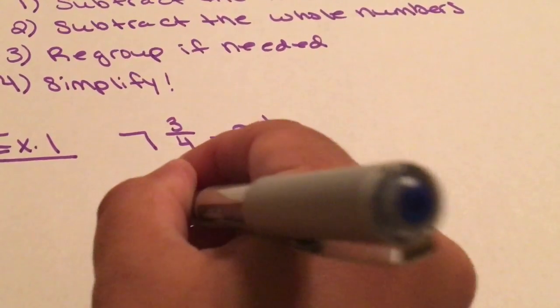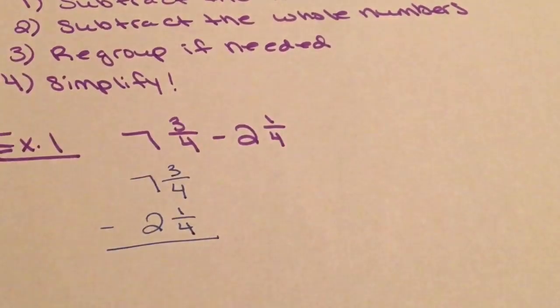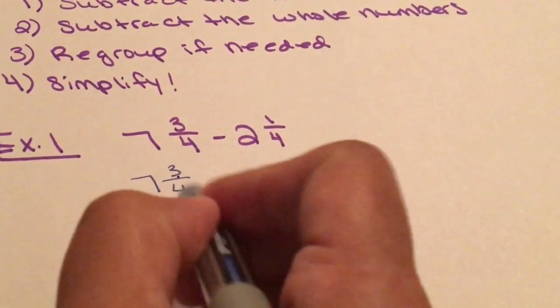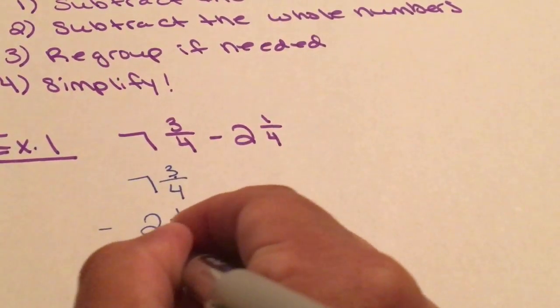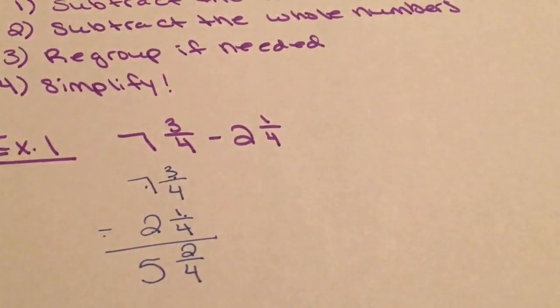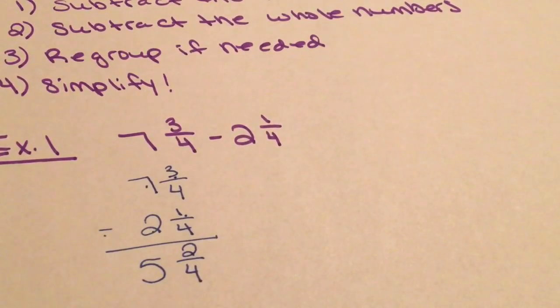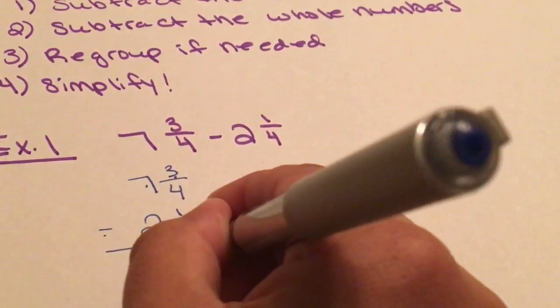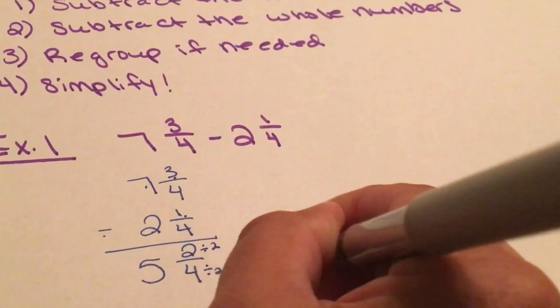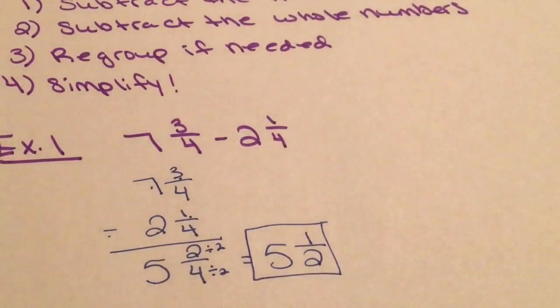For some reason, I like to subtract vertically with mixed numbers. If you don't like to, don't do it. So I'm going to subtract my fractions. 3/4 minus 1/4 is 2/4. 7 minus 2 is 5. The last thing we need to do is simplify our 2 and our 4 by dividing both by 2. And we end up with 5 and 1/2 as our final answer.